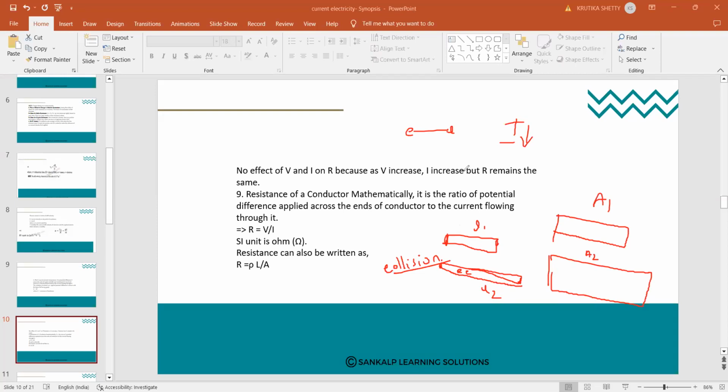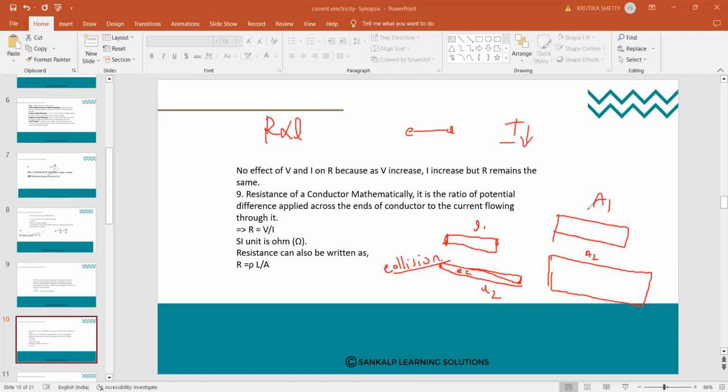Here, as the length is increasing but the area is not increasing, the electrons will collide with each other. So when the electrons collide with each other, loss of energy takes place. Due to the loss of energy, the current value decreases. So when the current value decreases, the resistance value increases. Therefore, now I can write R is proportional to L. I hope why R is proportional to L is clear to you. So just remember that as the length increases, the resistance also increases.